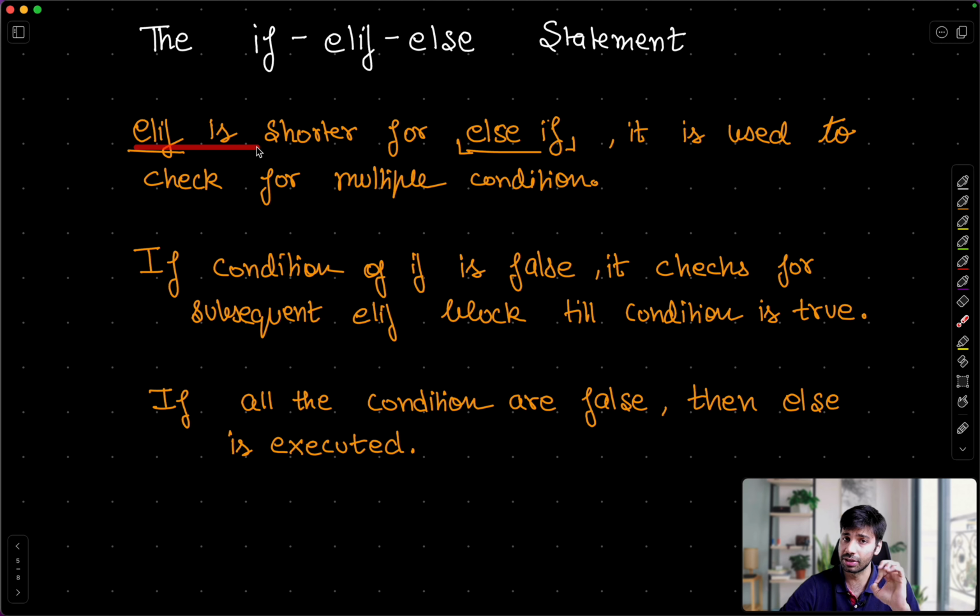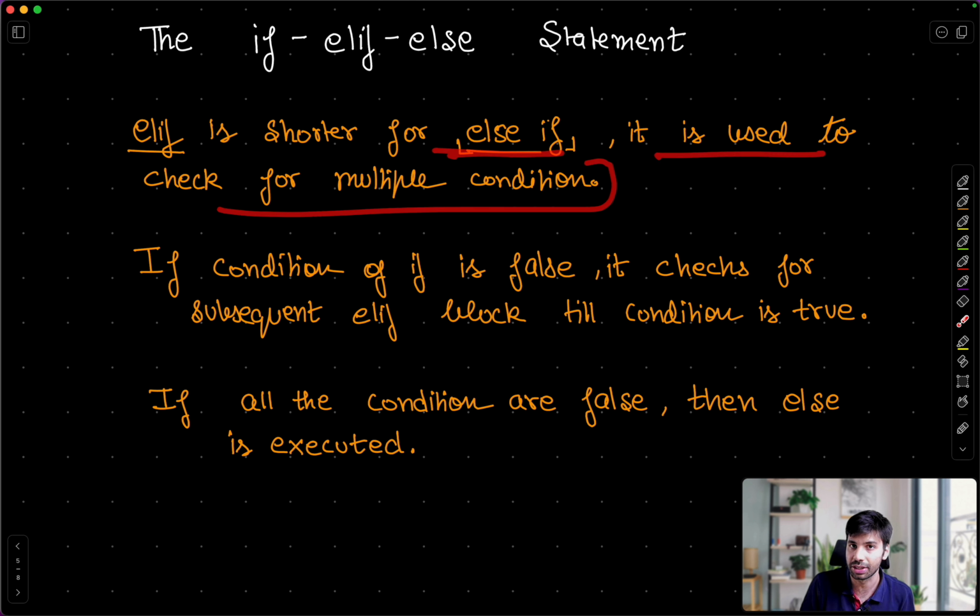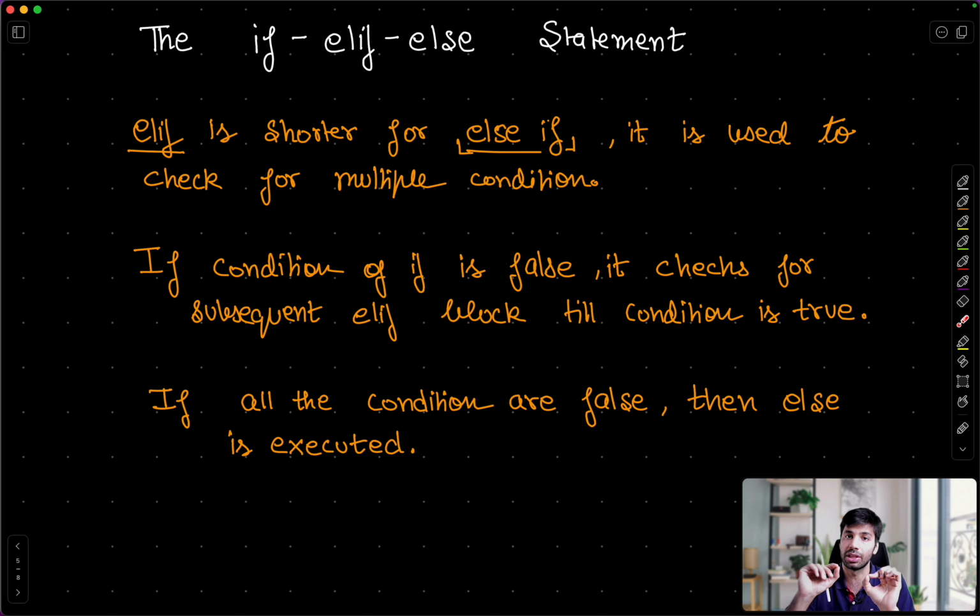So, and there is no else if in Python. Now in other languages like Java, C++, else if is there, but here it is not the case. So elif is actually shorter for else if. It is used to check for multiple conditions, right? So multiple conditions, but you have to remember one thing always, that only a single condition is gonna get executed.